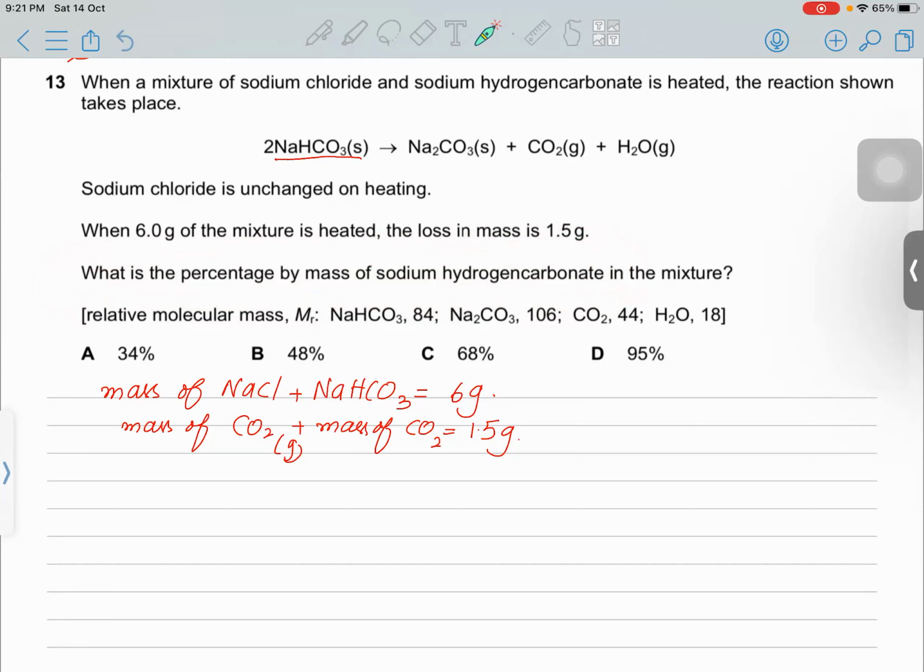Sir, what do you mean by mass of CO2 plus mass of water? Because the loss is because of the production of gases. So the loss is due to the production of gases. That's why I wrote mass of carbon dioxide and mass of water is 1.5. Oh, okay. So meaning sodium carbonate cannot lose anything because it's a solid, and solids can't escape easily. Yes.